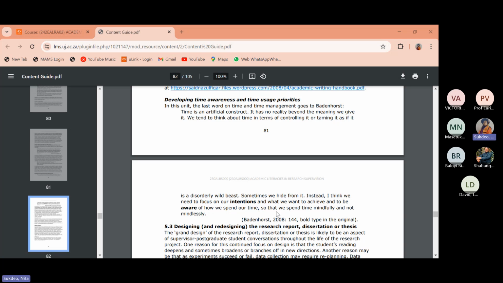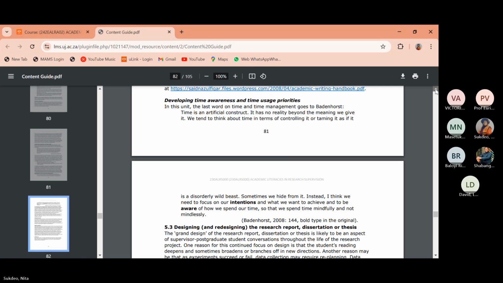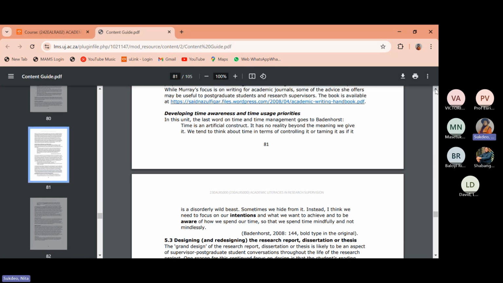from constructing and adhering to a writing schedule or project plan, we then move on to where I want to stop today, which is developing time awareness and time usage priorities. That is why it's important for us to have a schedule. It gives you a good guideline because time is an artificial construct and anything can come up. There are a lot of obstacles that may come up. There may be setbacks.